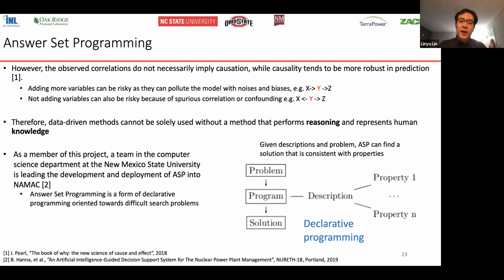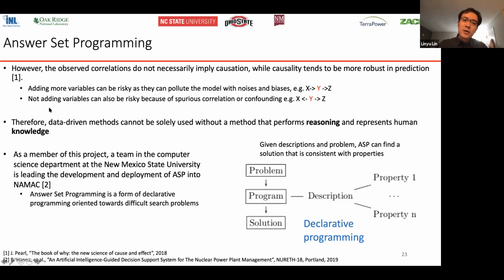For example, if we have a data-driven model aimed at predicting variable z based on a selected set of input variables, adding an additional variable can be risky because it can pollute the model with noise and biases. For example, if we have a system where x induces y and y induces z, and our goal is to predict z, if we introduce y as an additional variable, and if y is perfectly measured and the data are sufficient, then our machine learning model performance will not be largely affected by introducing y. However, if y is poorly measured and contains a lot of noise and biases, that will greatly deteriorate our data-driven model performance.